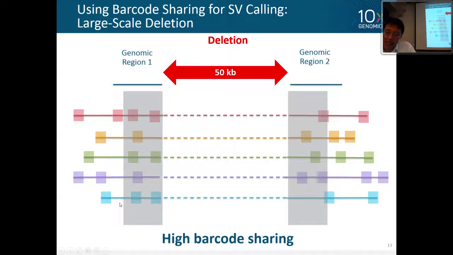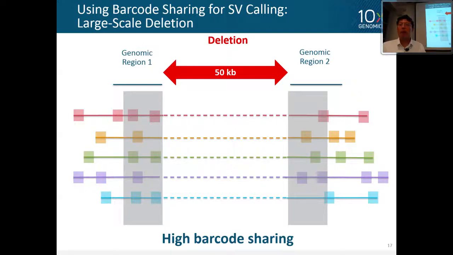In that case, we will see a very high level of barcode sharing across these two regions. Unexpectedly high barcode sharing between these two regions is the indication that a deletion happened.